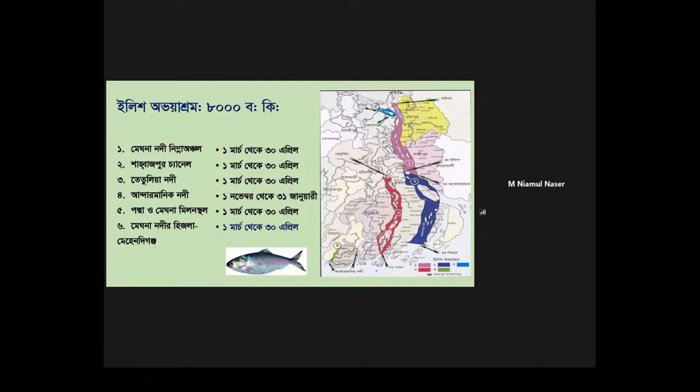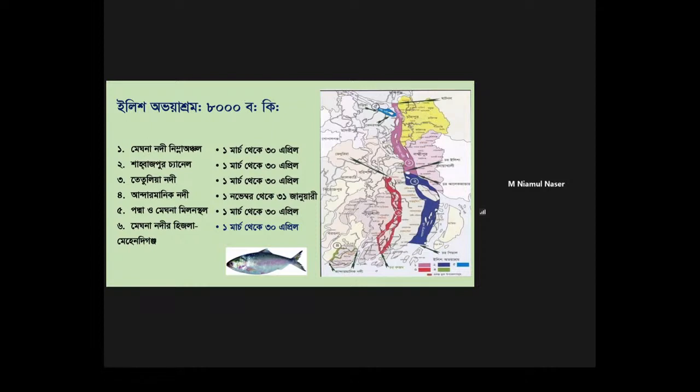You can see a different one in the Andharmanik River, which is close to the sea, from 1st November to 31st January. What happened? Usually after April, in April, May, June, this is the nursing time in the other rivers. But they start to migrate towards the sea. So usually they aggregate close to the Andharmanik river, and at that time, from 1st November to 31st January, all fishing is stopped.